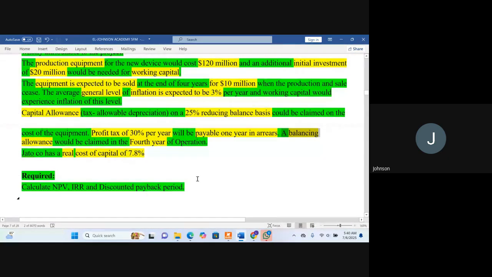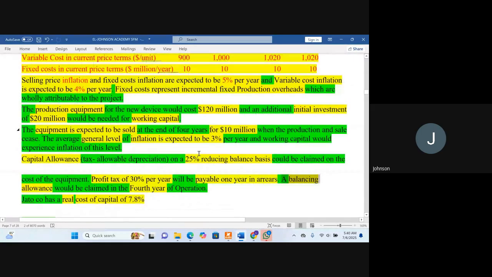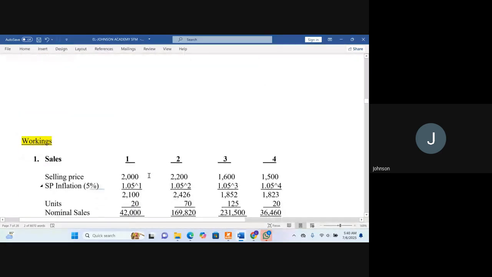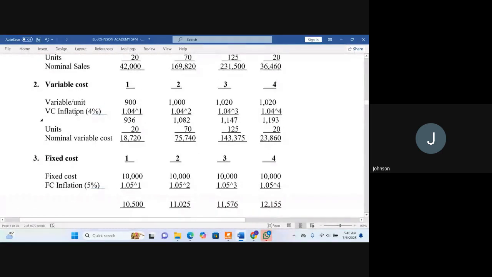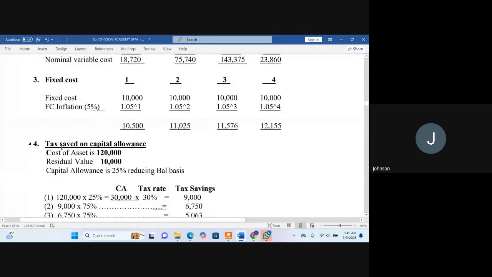So let's go and check our capital allowance. How do we calculate our capital allowance? They say it is 25% reducing balance basis. So let's go to our workings. We are done with the workings for sales, variable costs, and fixed costs. The next one is the tax savings on capital allowance. Now, what is our asset? That is the asset that we are to depreciate. Our asset is 120 million. Now, at the end of the day, the residual value is 10 million. And then they also told us that the capital allowance is 25% reducing balance basis.